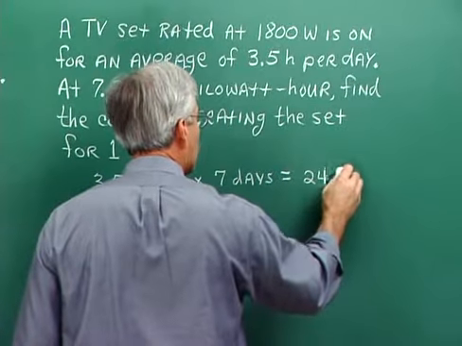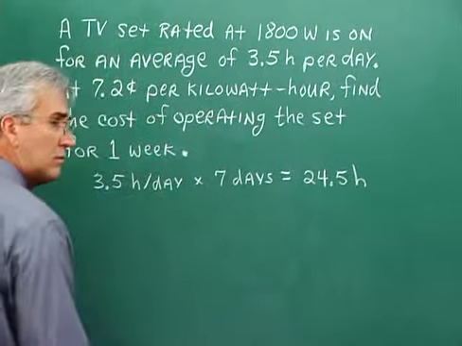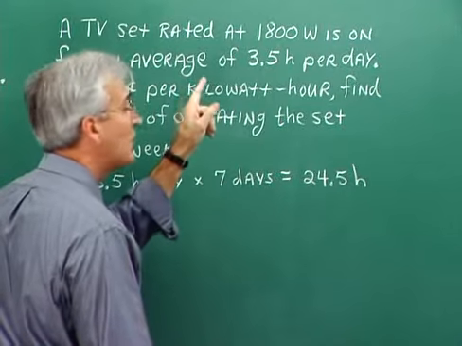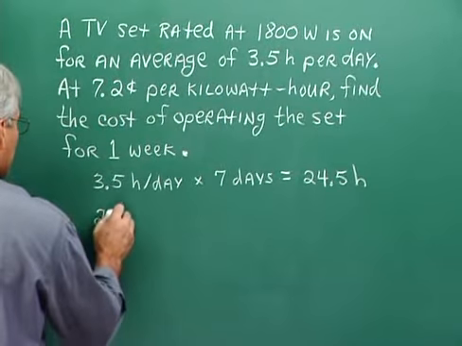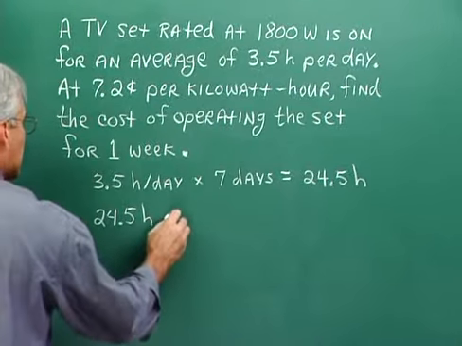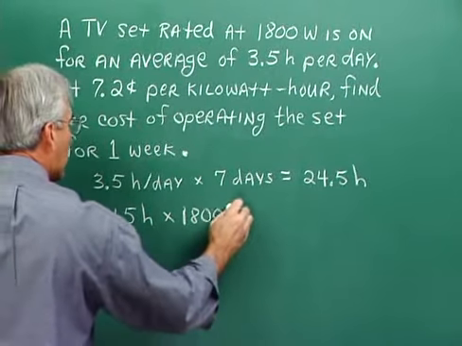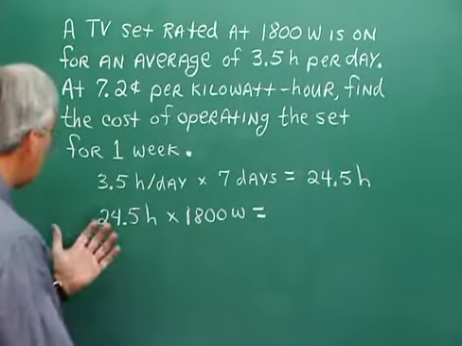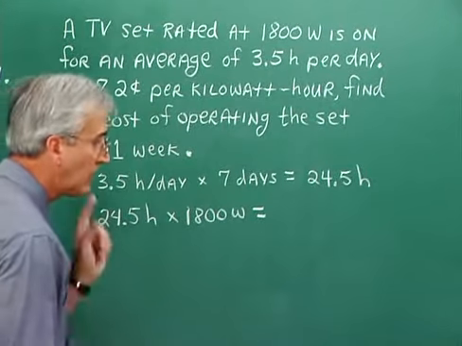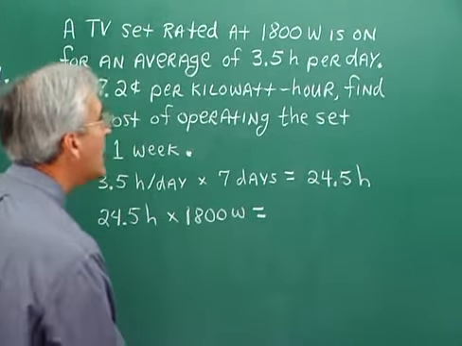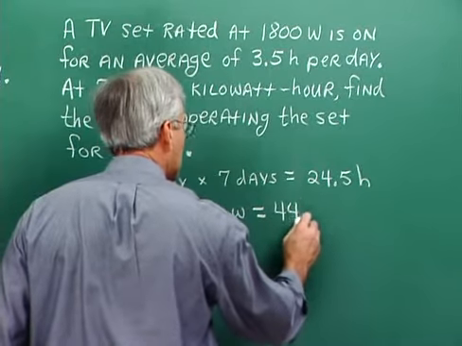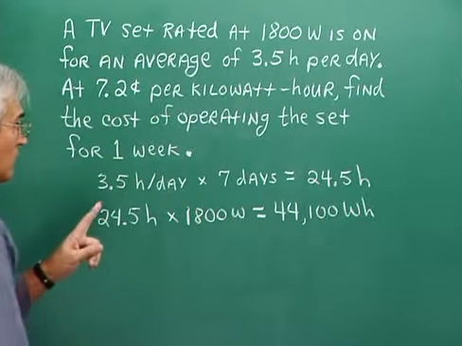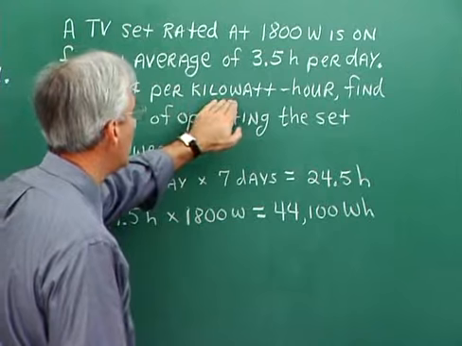So 24.5 total hours. Now, we've got that number of hours, and the TV set is rated at 1800 watts. So we have 24.5 hours times 1800 watts is some number of watt hours. You see, in multiplying here, I've already done the multiplication and I put the answer out to the side, so I'm going to look over and read it. It's 44,100 watt hours.